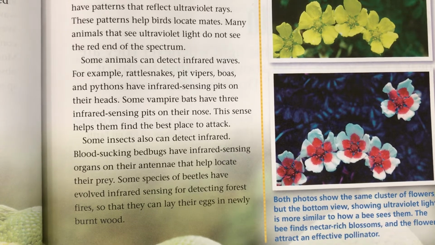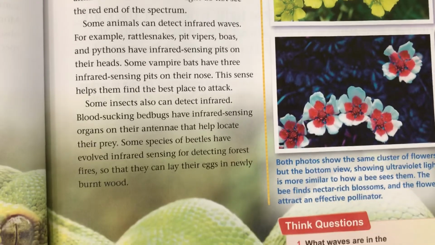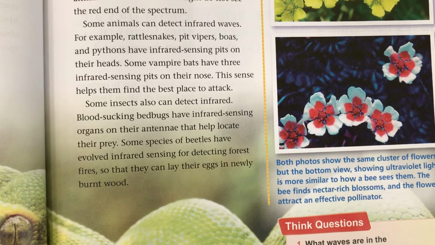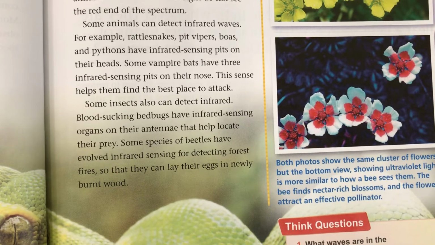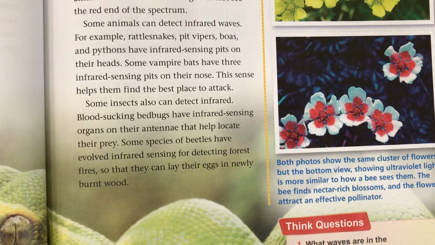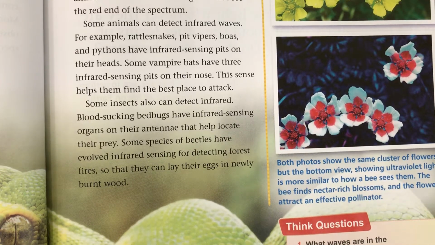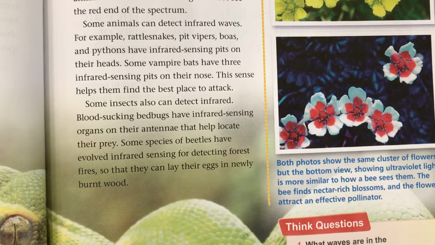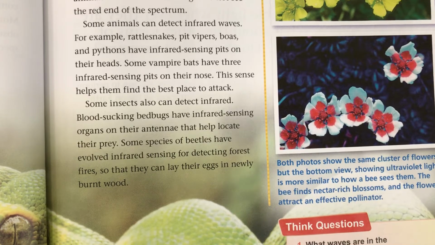Some insects also can detect infrared. Blood-sucking bedbugs have infrared sensing organs on their antennae that help locate their prey. Some species of beetles have evolved infrared sensing for detecting forest fires so that they can lay their eggs in newly burnt wood.